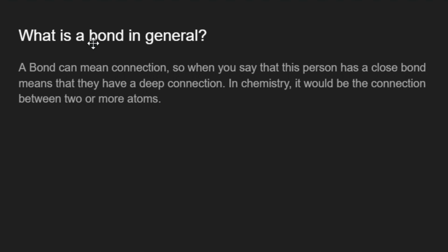Okay. So firstly, when we say bond, what does it mean? One of the synonyms of bond is connection. When you say that this person has a close bond with this person, it means that they have some connection with each other. In more chemical terms, it would mean the connection between two or more atoms, right? And now these are the core bonds that are often talked about.